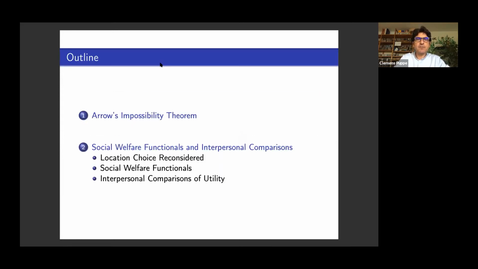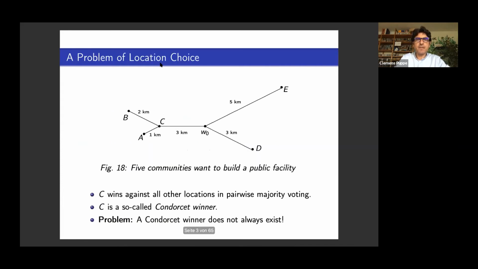I want to give you the impossibility theorem. But I will start with a motivating example. Here is again an example. Suppose that there are 5 communities, A, B, C, D, and E, and they are of equal size. They have the same population, and they want to decide where to build a public facility.